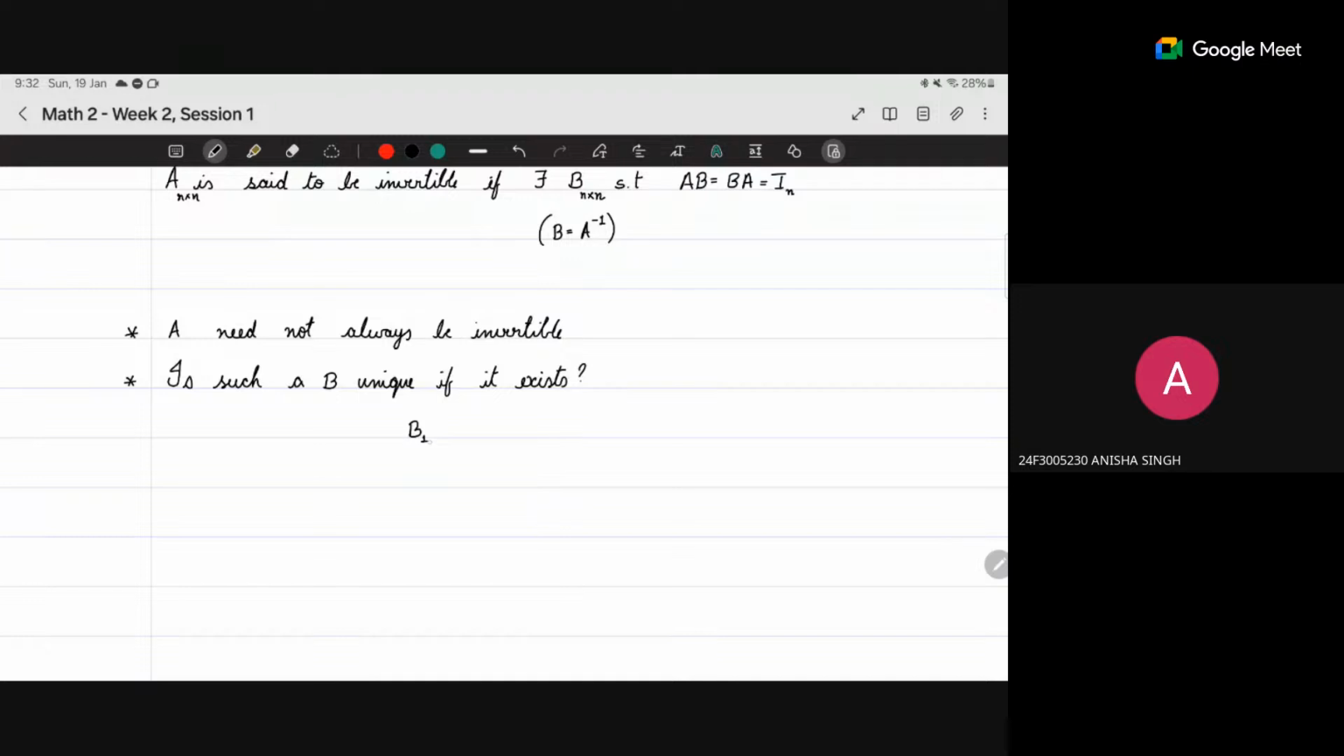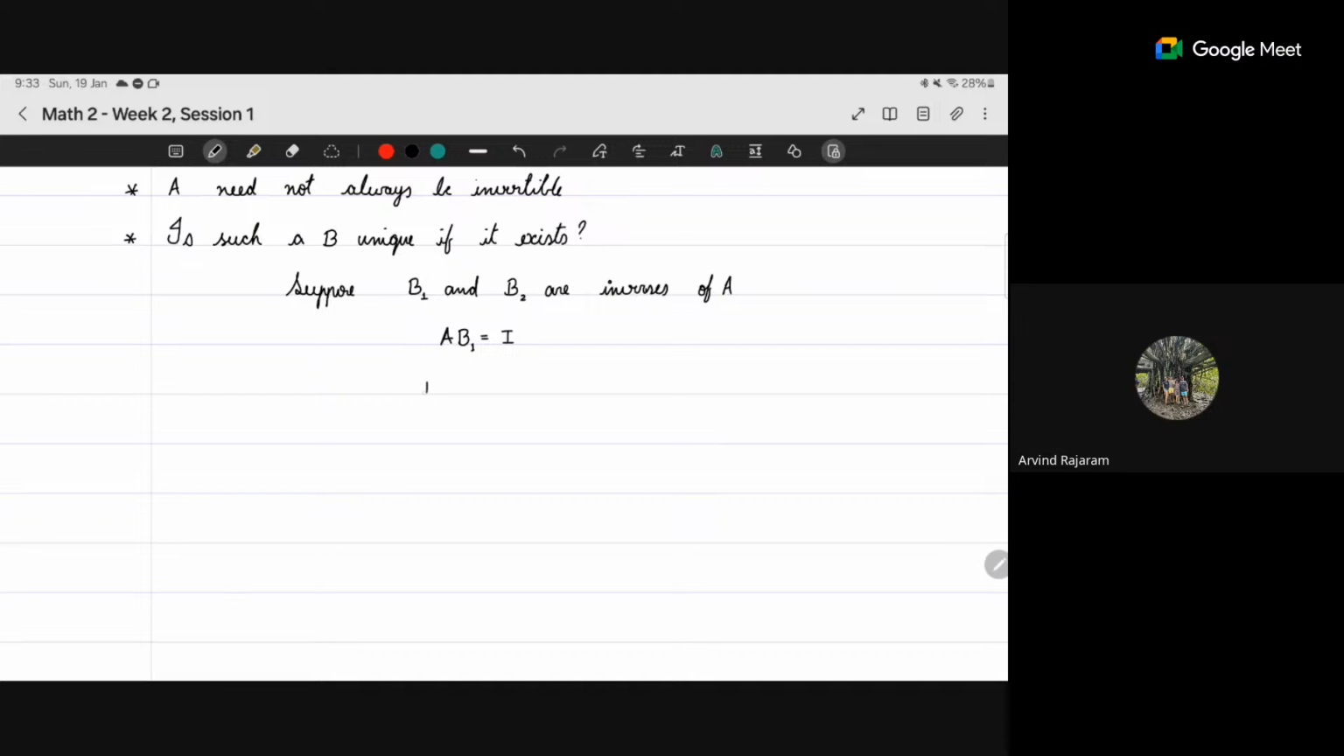Let's look at, suppose B1 and B2 are inverses of A. Suppose I can have more. Then I'll have that AB1 is identity. This is because B1 is an inverse of A.